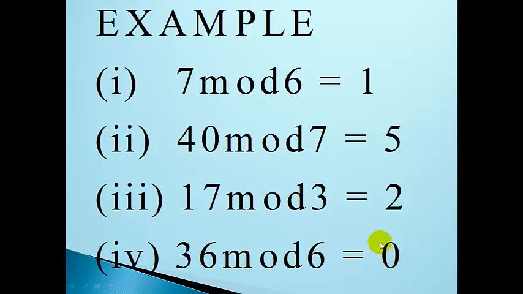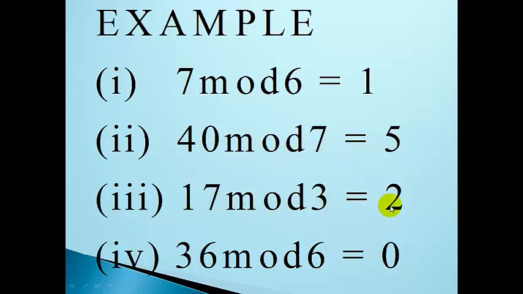So now I go over this again. 7 mod 6 is equal to 1. This is because we have only one group of 6 in 7 and the remainder equals 1. 40 mod 7 is equal to 5. This is because we have 5 groups of 7 in 40 and that 5 groups of 7 will give us 35, and so we can see that the remainder is 5. That is why 40 mod 7 is equal to 5.